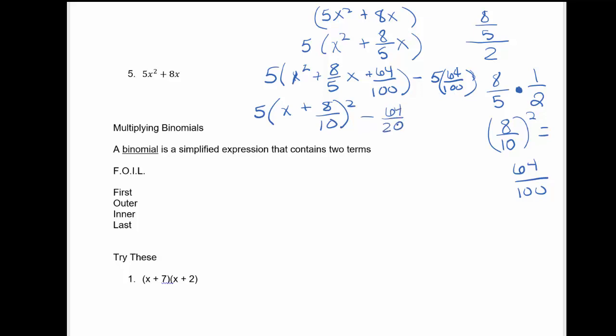You can reduce these fractions. 8/10, of course, would reduce to 4/5, and 64 over 20 would be 16 over 5. It's not necessary at this point to reduce these, but absolutely you can. And you can multiply them back out to make sure that you get your original problem.